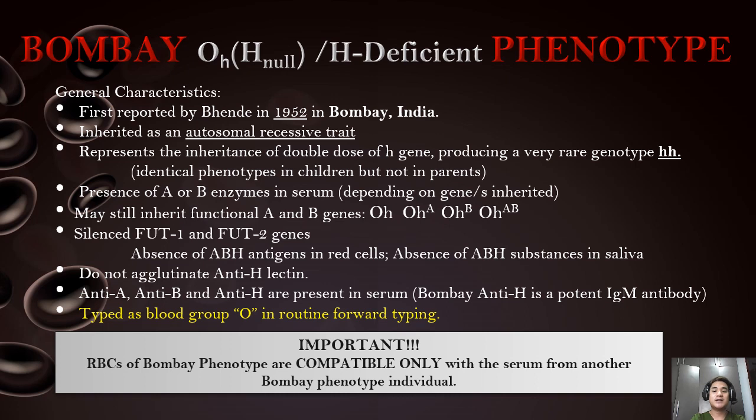Most especially, for example, when group O cells, which have the most abundant H antigen, are accidentally transfused in a Bombay phenotype recipient with highly potent H antibodies, it will immediately lyse the donor cells, leading to rapid intravascular hemolysis and death. And that's exactly why RBCs of Bombay phenotypes are compatible only with the serum from other Bombay phenotype individuals or blood from the same phenotype.